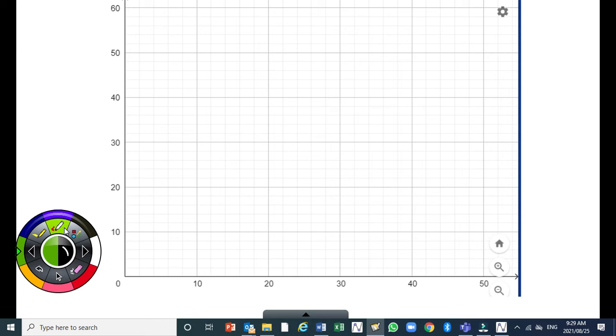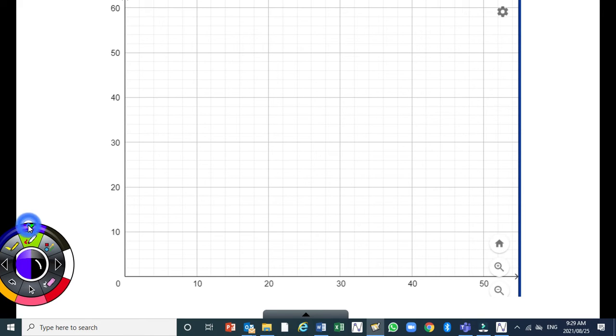My suggestion is, as I'm doing it, you also do it in your books. Right? So first, I need to label my axes. The y-axis, this will be the cumulative frequency. And the horizontal axis, in that case, it will be height.